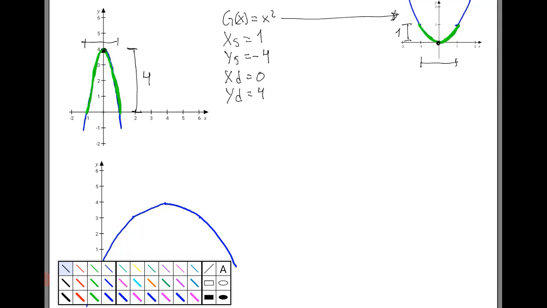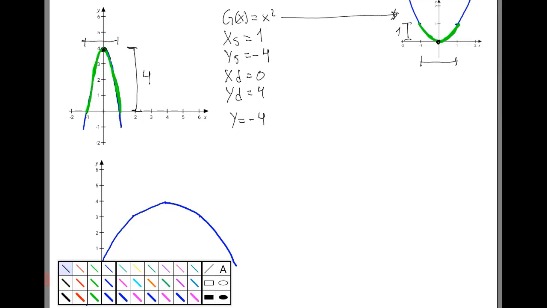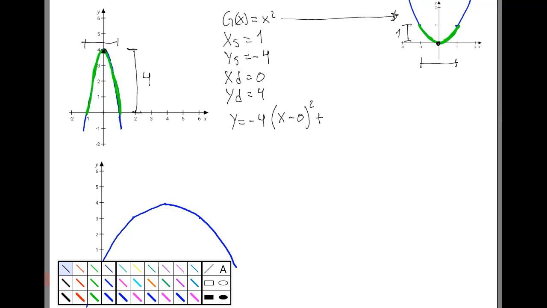Now that we have all the parameters, we plug in the formula that says y equals the y size times 1 over the x size, so 1 over 1 is 1, so I'd avoid it, x minus the displacement, which is 0, squared, and then plus the y displacement, that is 4. So if we simplify it, it is -4 x squared plus 4, and here we have the answer for the first one.